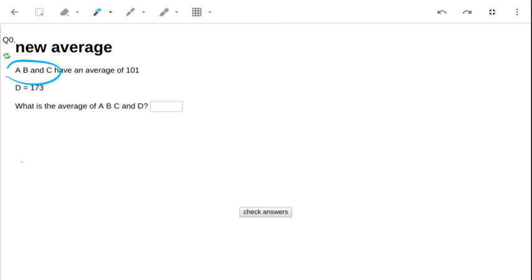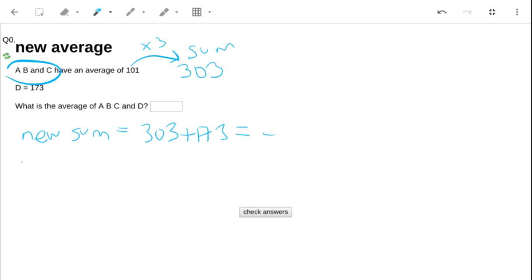So when I know the average of three numbers, I also know the sum by multiplying by 3. And given that I know the sum of those three numbers, I can work out the sum of 4 simply by adding on that fourth number. So the new sum is going to be 303 plus 173, which is 476. And to get the new average, therefore, I divide the new sum by 4, and that gives me 119.